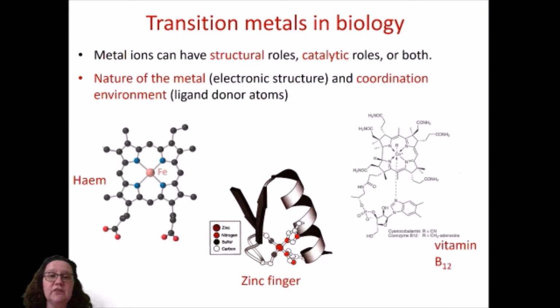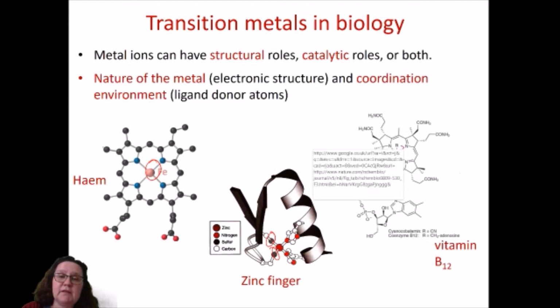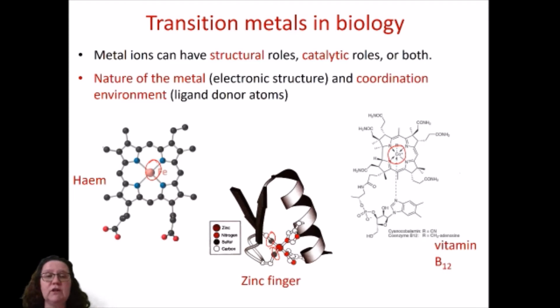And you have here three examples. For example, hemoglobin with the iron atom in the center. You've got the example of a metalloprotein, a type of zinc finger, which has two zinc atoms in the structure. And finally, you have the example of a vitamin, in this case vitamin B12, that again has a metal ion, in this case cobalt, in its structure.